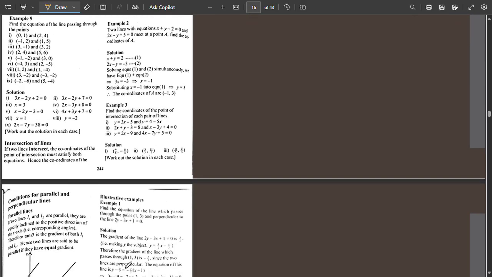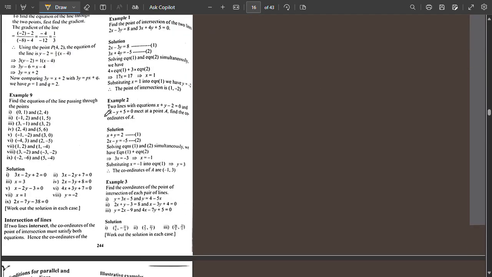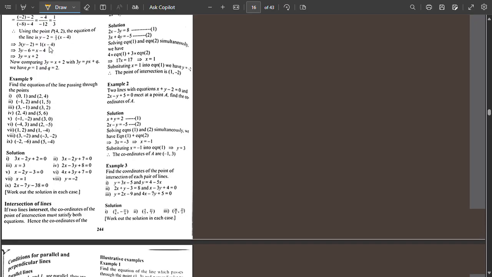There are other examples here. Intersection of lines. Right? These are other examples you should try in finding the equation of a line, and then the answers are here.